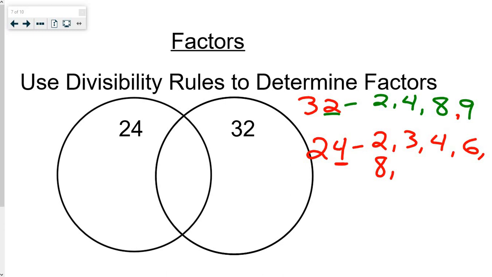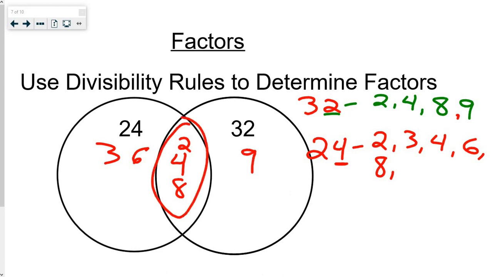So when we put these together, we know that 2 is the same, 3 goes over here, 4 is the same, 6, 8, and 9. So we know the numbers that we can use divisibility rules to determine factors. The common factors of 32 and 24 are 2, 4, and 8.